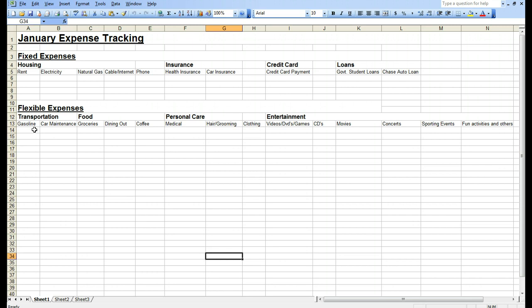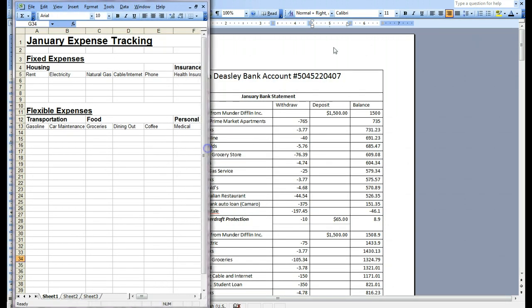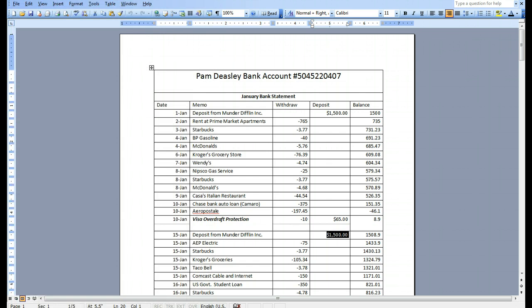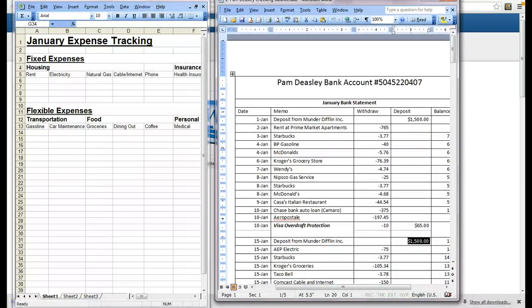If you just look at some of these categories, you can probably tell that there's going to be multiple entries in each category for gasoline, groceries, dining out, some of the entertainment things. You typically use that more than once a month. So what we have to do now, and what I like to do, is get these side by side, which will help me easily transition between the two.